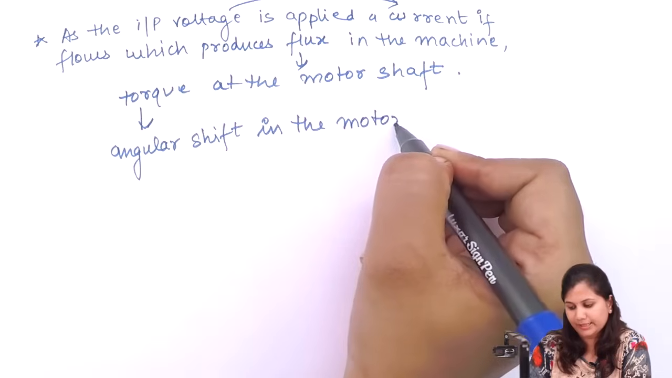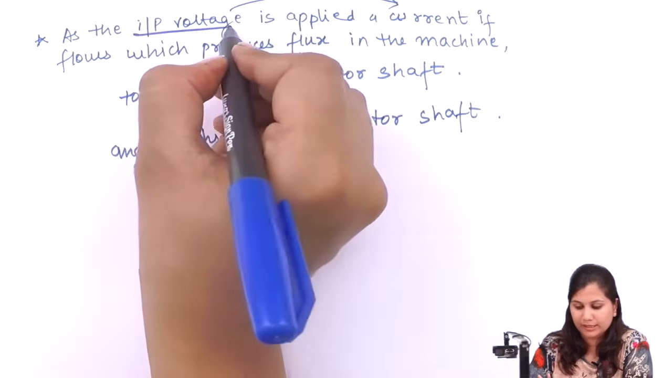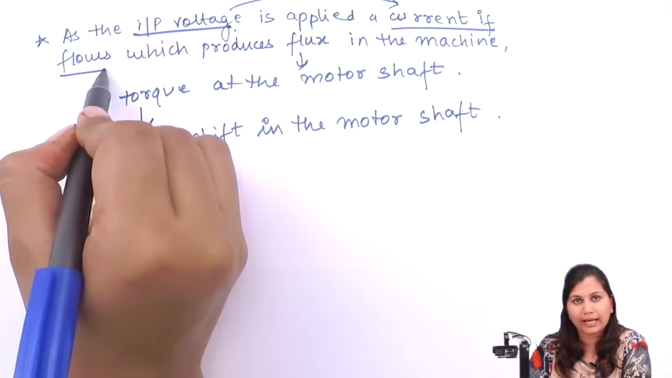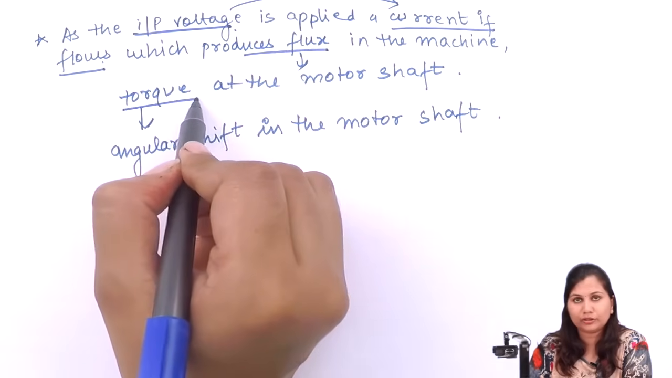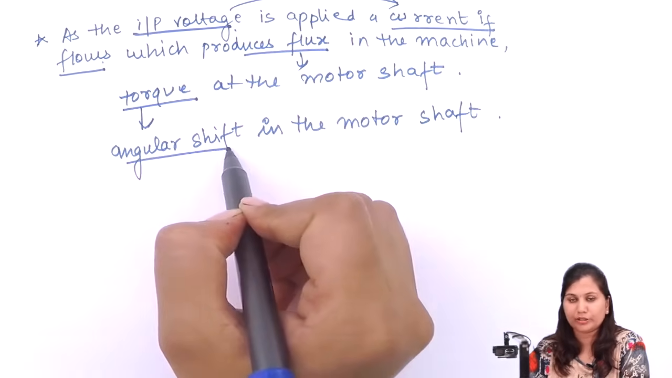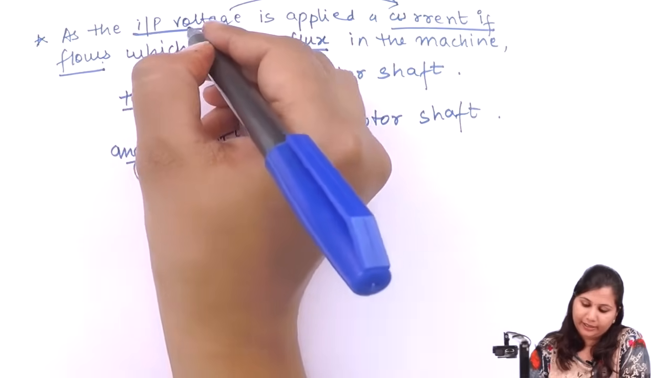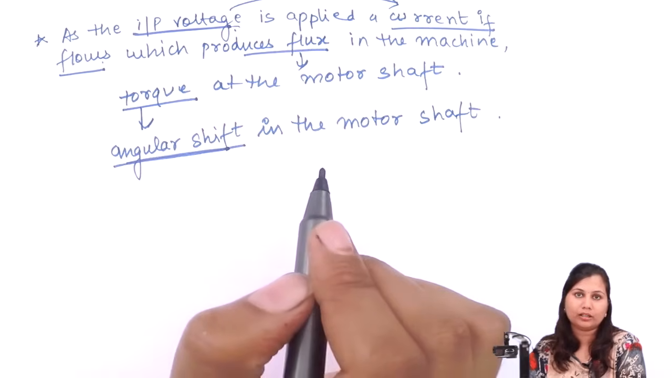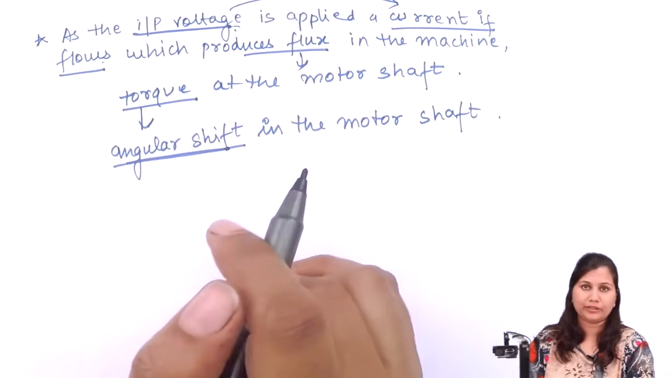So all these things are linked. In the input we have applied the voltage. This is our input voltage, due to which a current IF is flowing. The current is producing flux, the flux is producing the torque at the motor shaft, and this torque produces the angular shift in the motor shaft. So ultimately, in the input we are applying the voltage, and at the output we are getting the angular shift. Okay, so let's derive the equations for it.